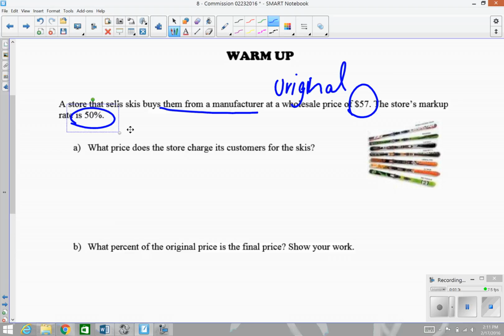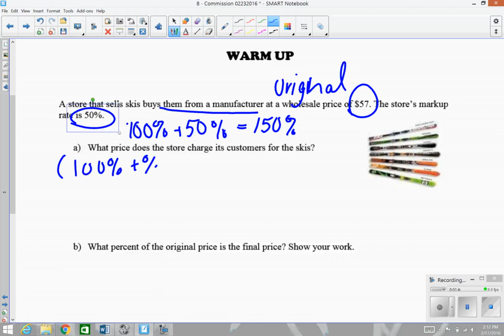So we know that we're going to pay 100% of the factory price plus the 50% markup, which is 150%. So if we do 100% plus the percent times the original, that will give us our total or our final payment price.